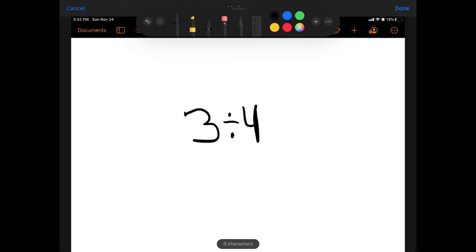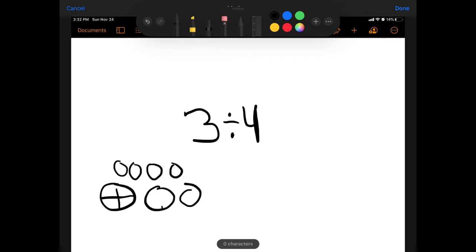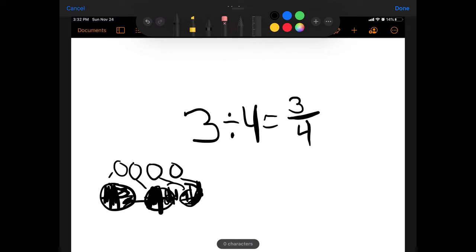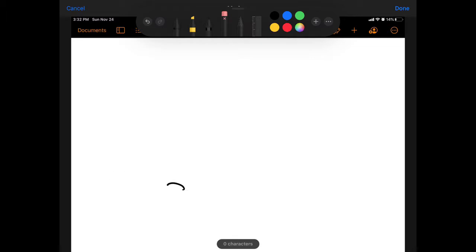So let's do it like this. 3 cookies are split in fourths, and there are 4 children that want to have the cookies. Now we need to know how much cookie each person gets. So that's 3/4. Another 3/4. Another 3/4. And another 3/4. So the answer is, drum roll please, 3/4.